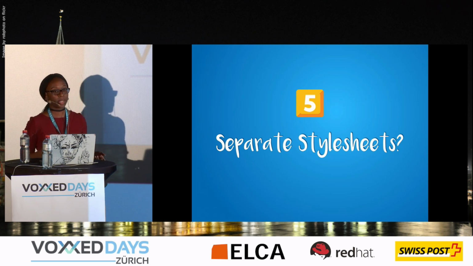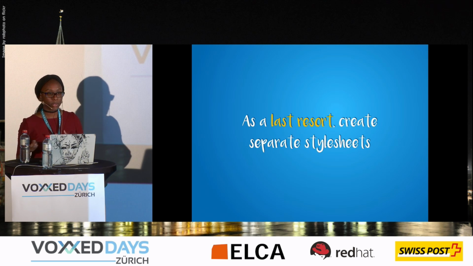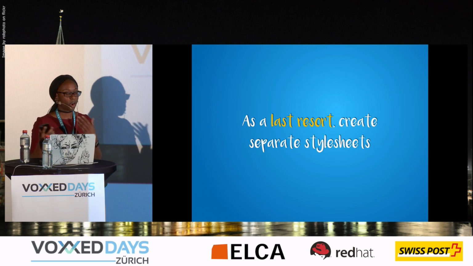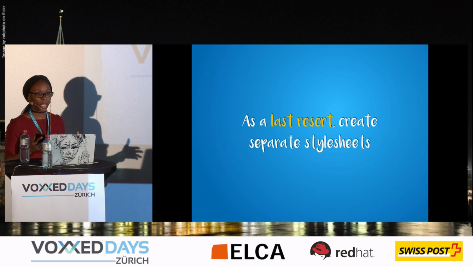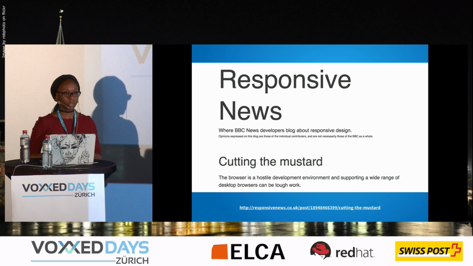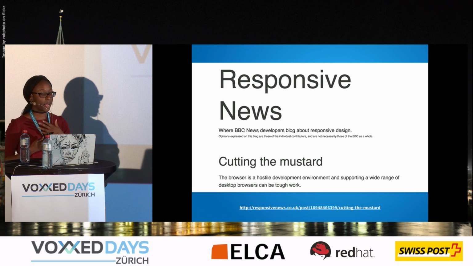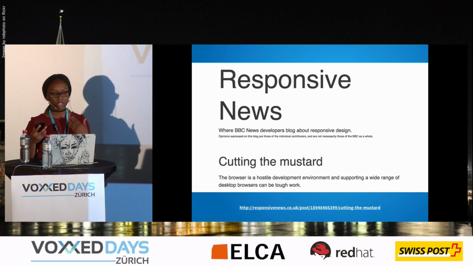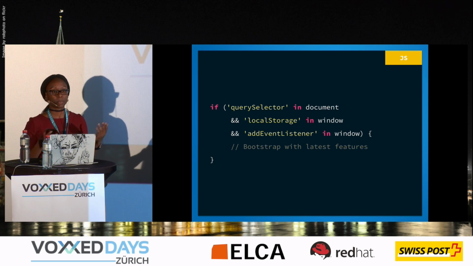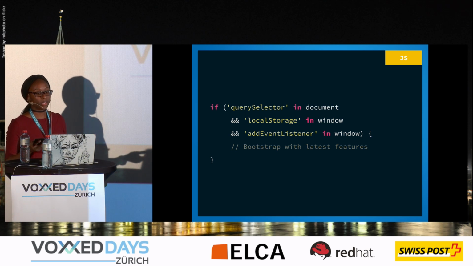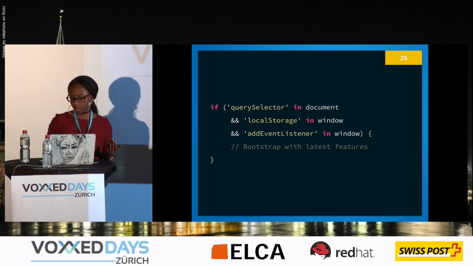Another thing you could consider doing is separating your style sheets. I would say as a very last resort, if you have to support something as far back as IE 7 or something, it might make sense to separate your concerns and have a separate thing just for that browser. The BBC wrote about how they did this a few years ago, with the method they called cutting the mustard. They started with a core experience that would work in pretty much any browser, and then built on top of that, doing feature detection to see if the browser supports certain features, and then adding extra things on top. So they checked for specific features the browser has, and if it has those features, they start loading extra style sheets or extra script files.